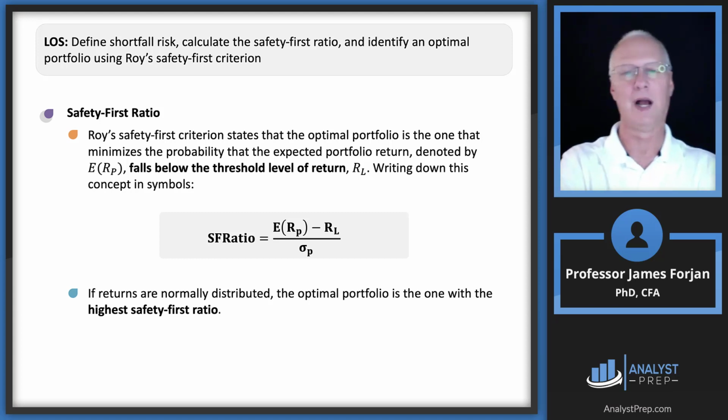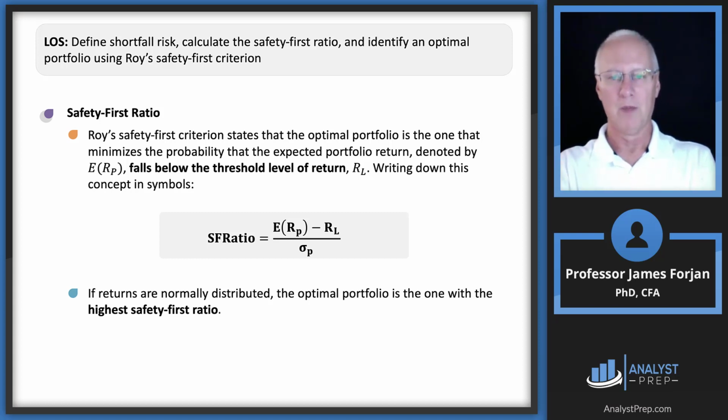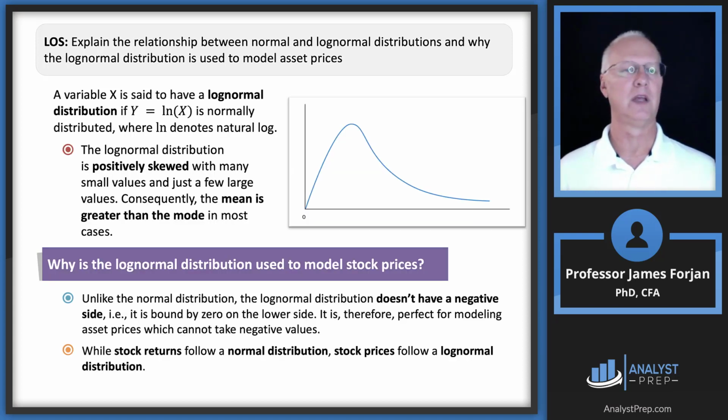So you shouldn't be surprised by this. I mean, this is clearly not a z-score, but we have two things in the numerator. We're subtracting the two, and we divide by standard deviation. So if we assume this normal distribution, then the optimal portfolio is the one with the highest safety first ratio. And that should be perfectly obvious.